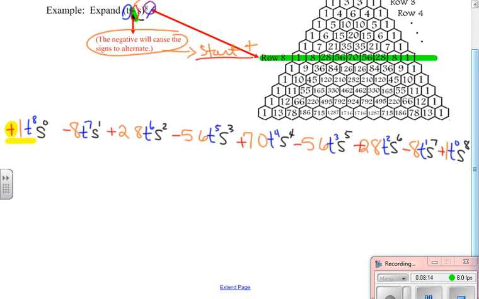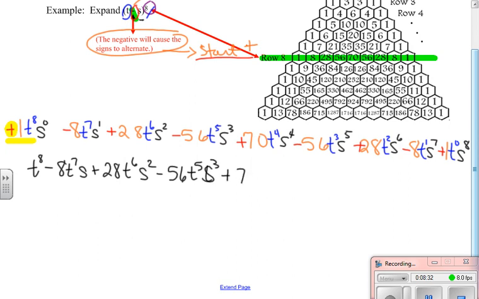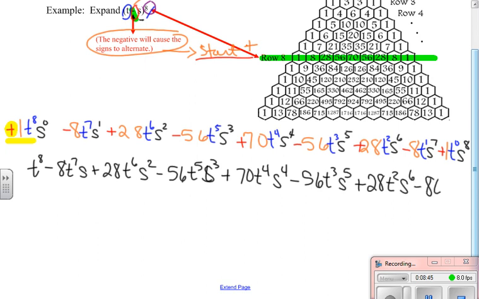And then it's a matter of cleaning it up. I can drop the 1s, and so I have t to the 8th minus 8 t to the 7th s plus 28 t6 s squared minus 56 t5 s3 plus 70 t4 s4 minus 56 t cubed s5 plus 28 t squared s6 minus 8 t s to the 7th plus s to the 8th. And that's all there is to it.